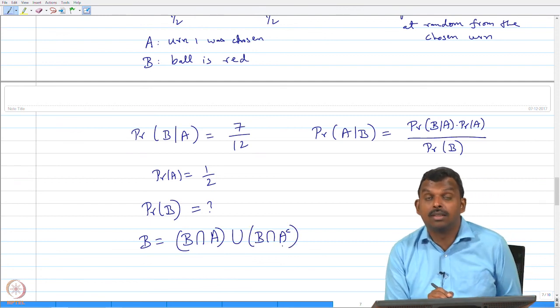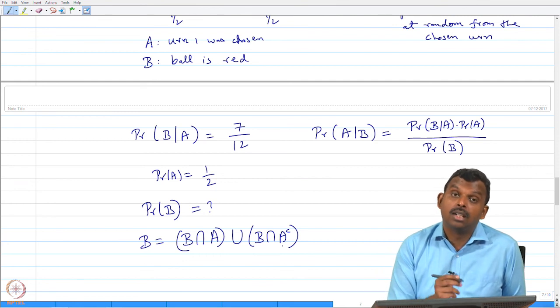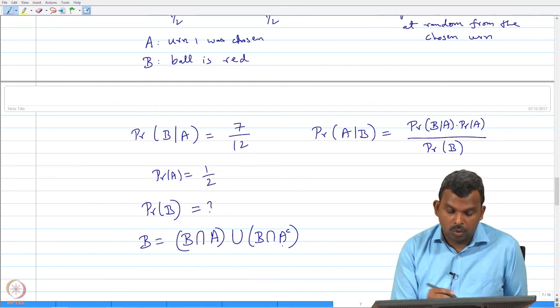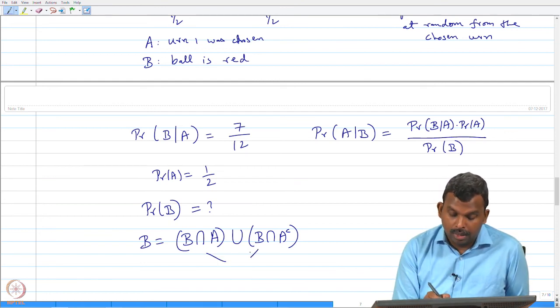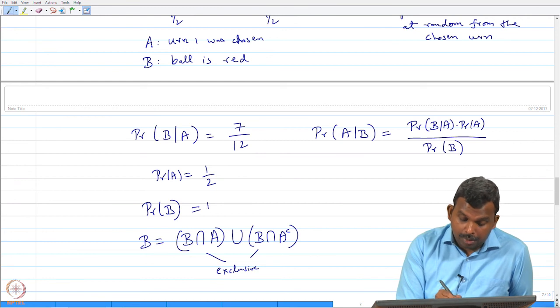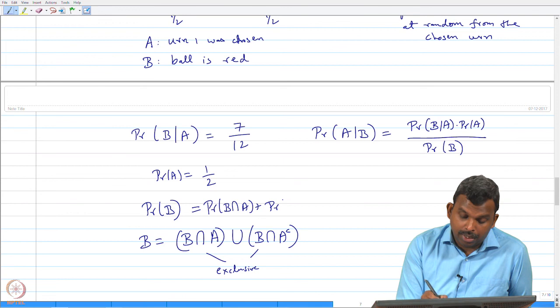A complement is urn 1 was not chosen, which means urn 2 was chosen. These are exclusive events. So probability of B simply becomes probability of B intersect A plus probability of B intersect A complement. This is quite an important step.